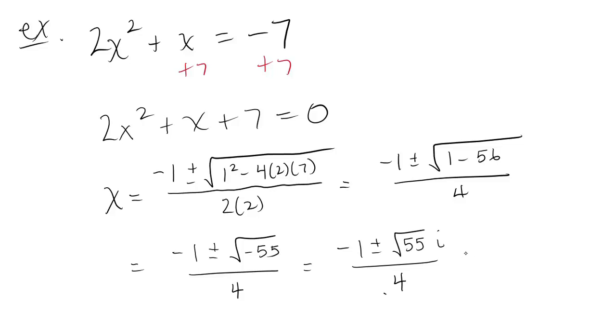A textbook will usually take this one more step and write it in the a plus bi form. So they divide the negative 1 by 4, they divide the square root of 55 by 4, and they tack the i onto the last term.